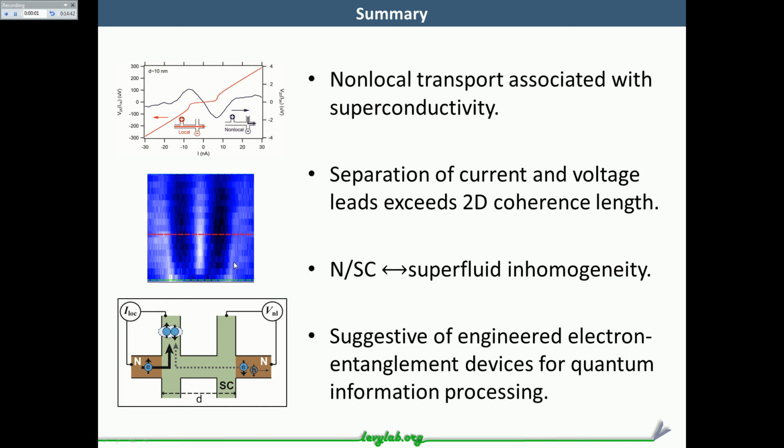Okay, so here's a summary. We see non-local transport associated with superconductivity. Separation of the current and voltage leads exceeds the 2D coherence length. So these contributions are from crossed Andreev reflection and elastic co-tunneling, and this suggests that there's a much longer coherence length in one dimension versus two dimensions in LAO/STO. And so this suggests a possibility to engineer electronic entanglement devices in LAO/STO for quantum information.